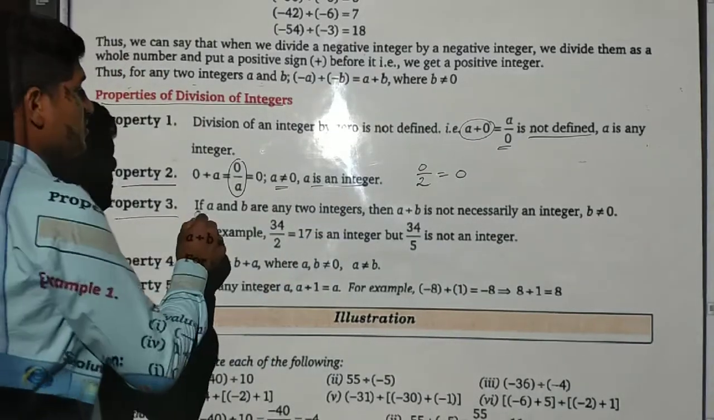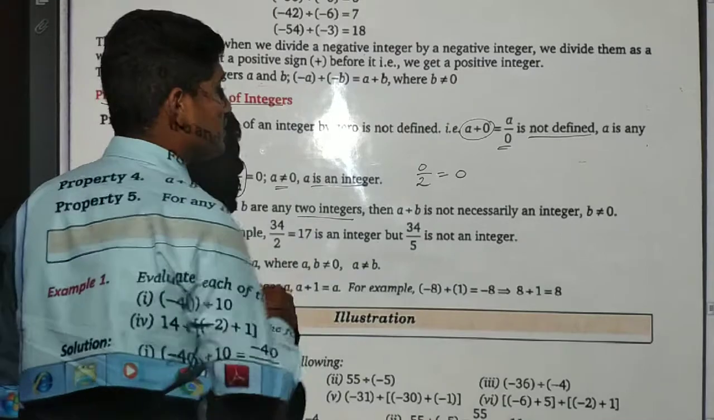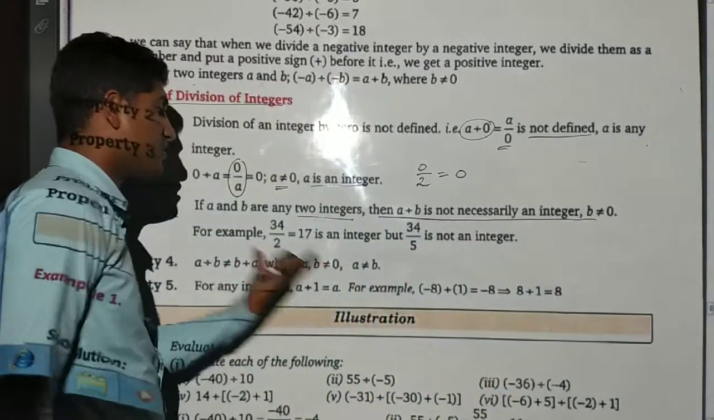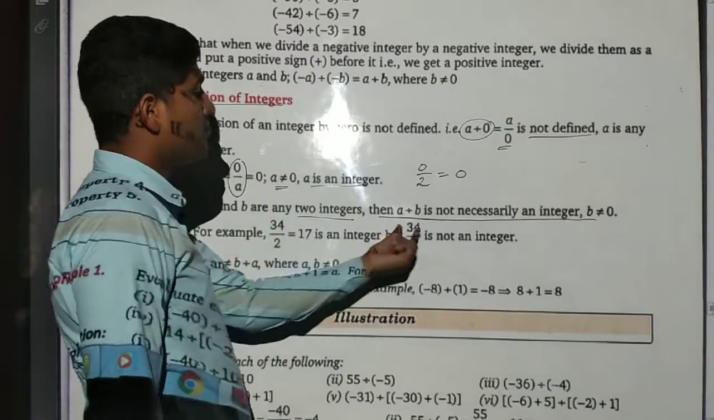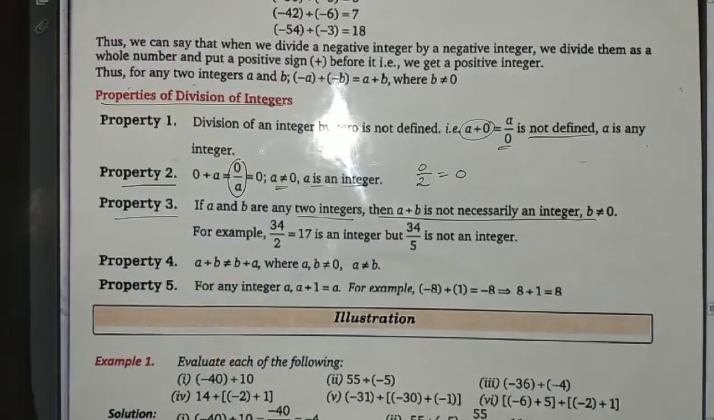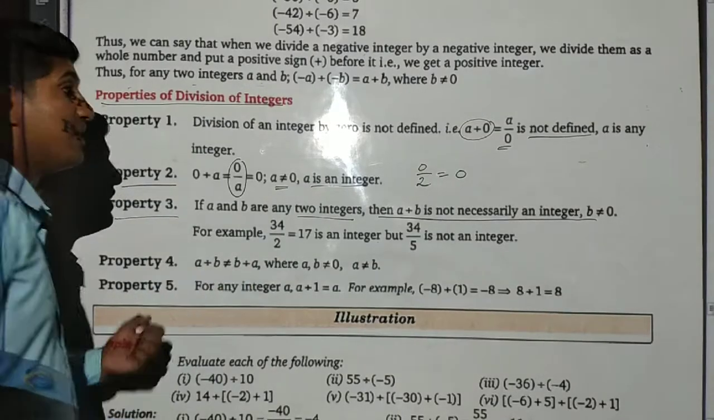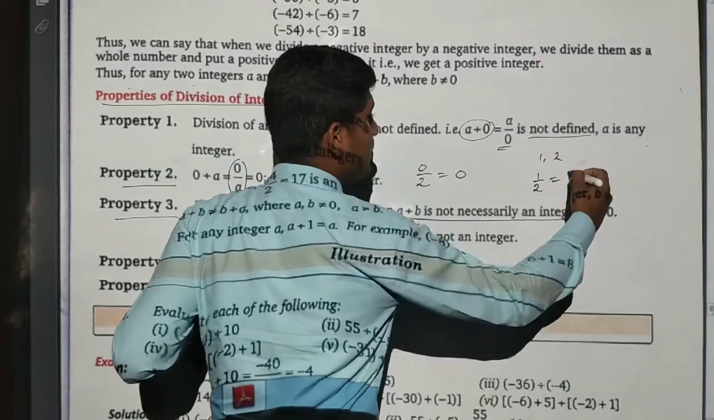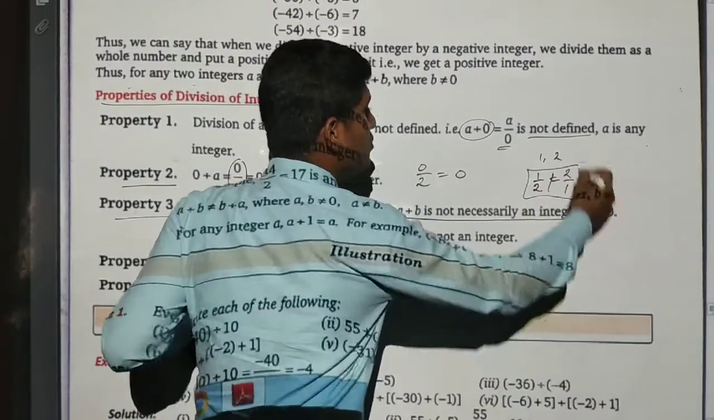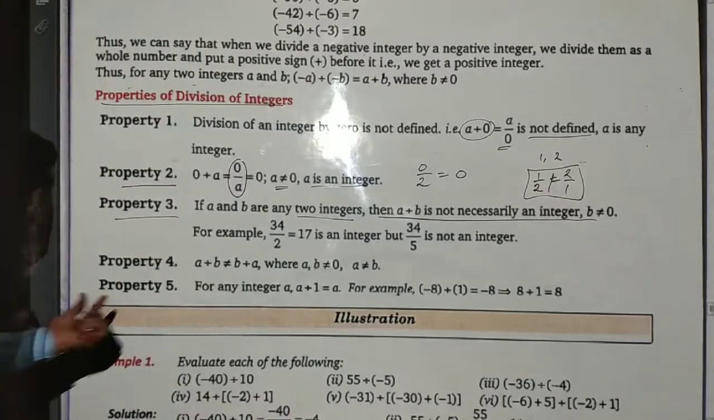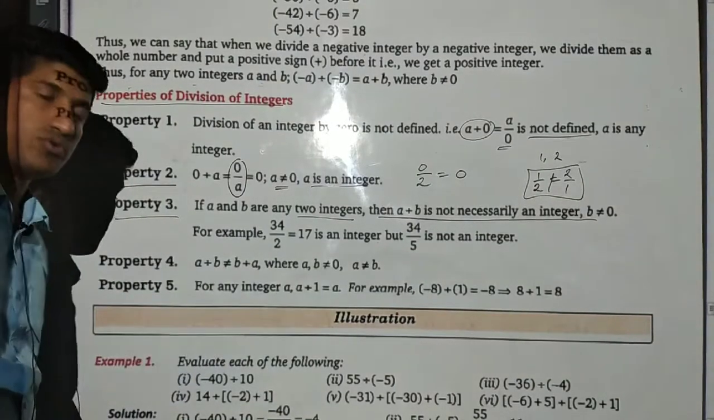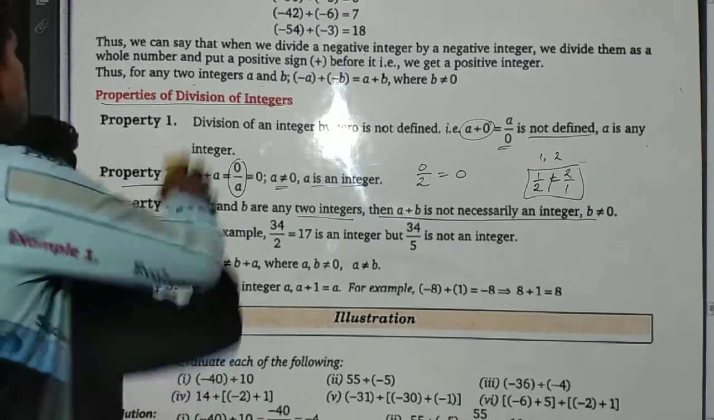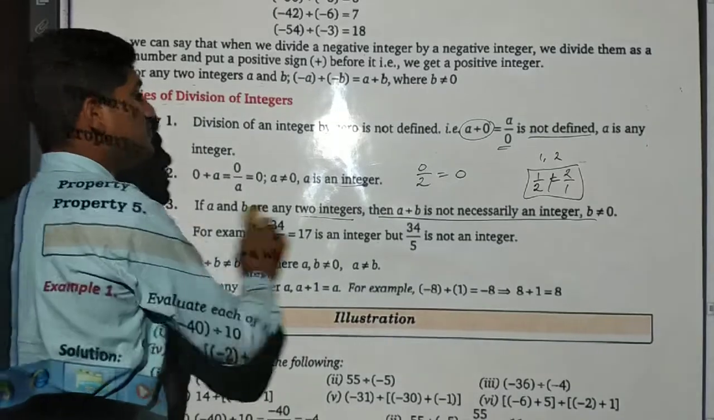Now the third property is, if a and b are any two integers, then a by b is not necessarily an integer. We discussed this too. For example, 32 by 2 will be 16, but 34 by 5 is not an integer. So a by b is not equal to b by a. If I take 1 and 2, then 1 by 2 is not equal to 2 by 1. Also, an integer a divided by 1 is equal to a. If we divide any integer by 1, then we get the same integer. So these are the properties that we discussed in our previous lectures.